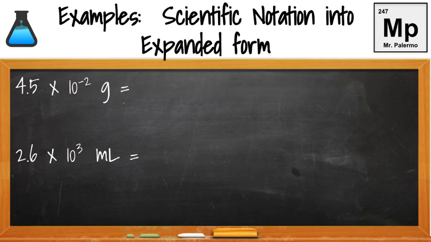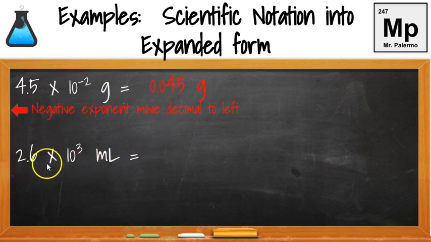Okay, so now let's see some examples of going from scientific notation back to expanded form. We have our number here in scientific notation, and we see we have a negative exponent. So remember, a negative exponent means the number is less than 1, and so we have to move our decimal point to the left. I'm going to move to the left 2 spaces as indicated by the number here. So take my decimal point and go to the left 2 spaces, and I get 0.045 grams.